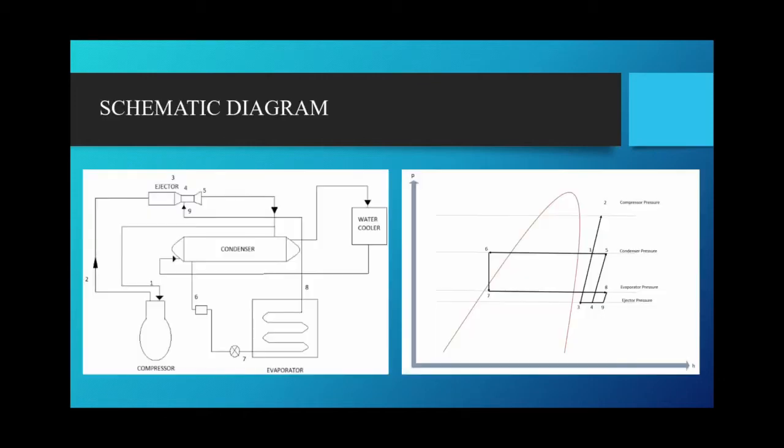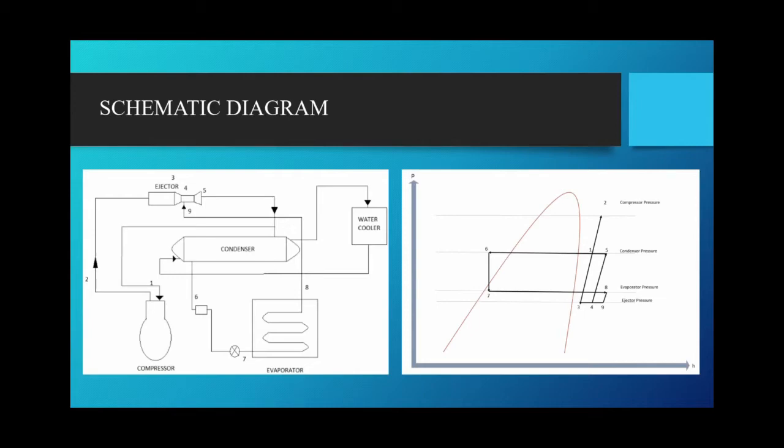The left hand figure shows the schematic diagram of the ejector refrigeration system along with the pH chart on the right side. The four main components of the system are compressor, condenser, ejector and evaporator. The ejector has two inlets, primary inlet and secondary inlet, shown by points 3 and 9 respectively. Most of the refrigerant coming out of the ejector goes back to the compressor and the rest to the condenser and then is evaporated through the expansion valve.